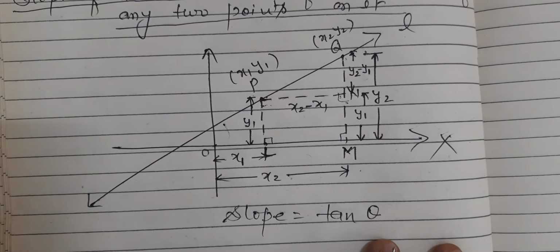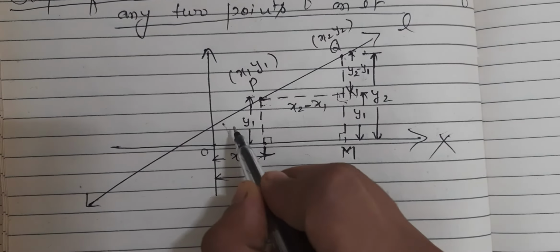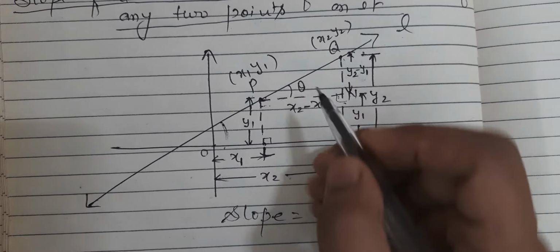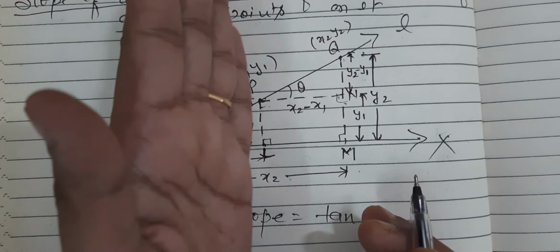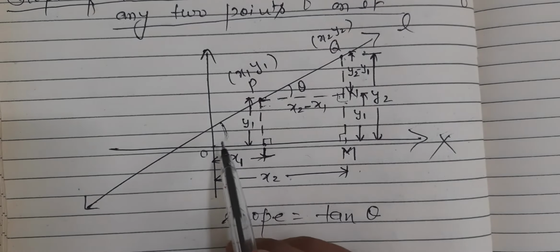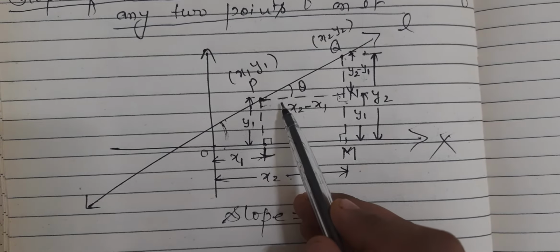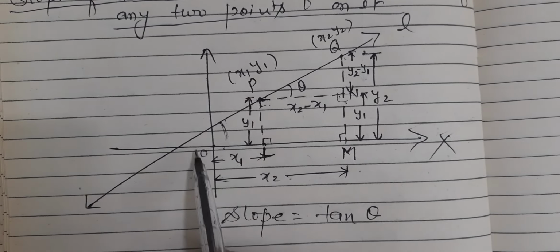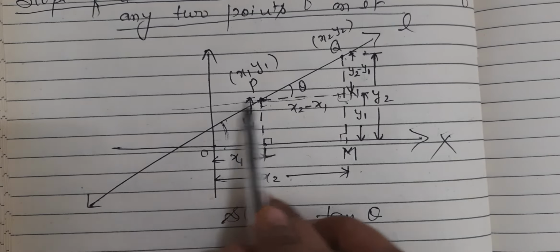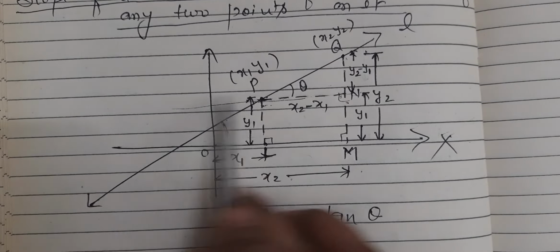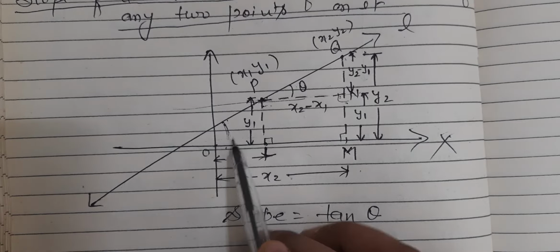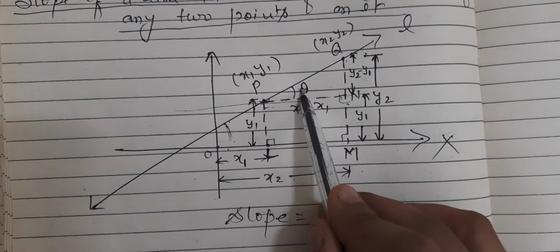Now why are we finding this? Because we want to find theta. This is theta, and this will also be theta, because this line PN and the x-axis are parallel, and the angles are corresponding angles. If you extend, you will find that this line PN and the x-axis are parallel, and these two are corresponding angles, and corresponding angles are equal. So if you find this angle or this angle, both are the same.